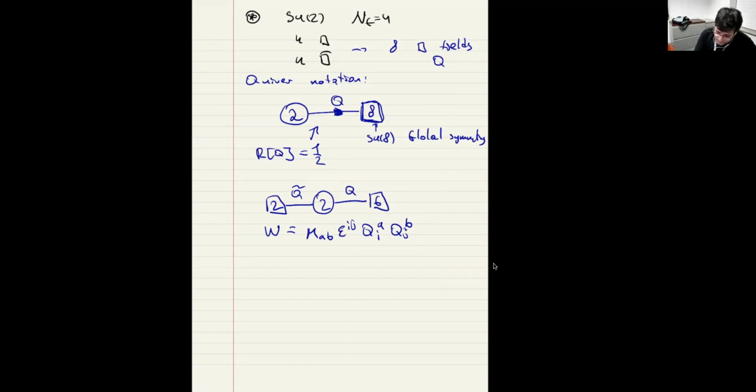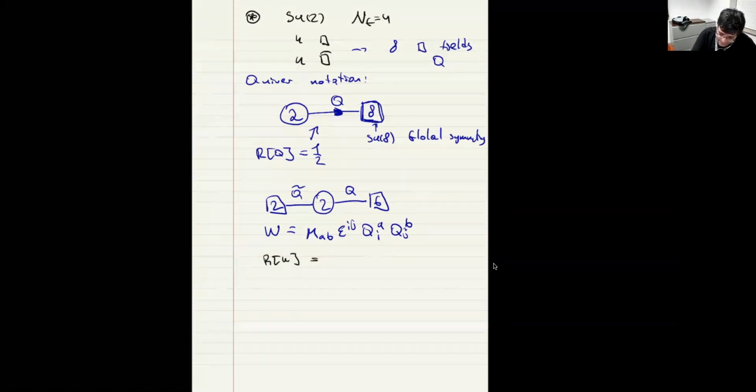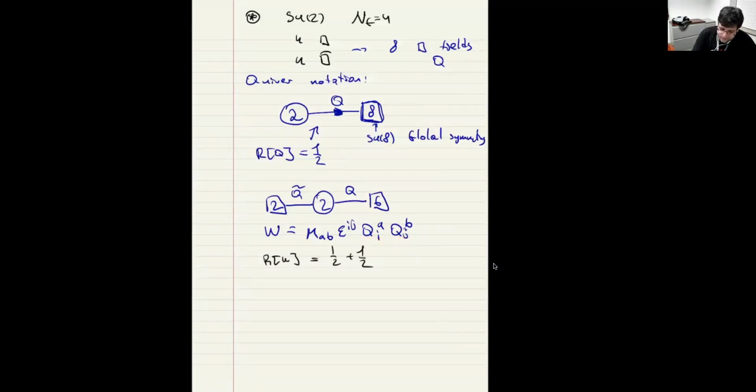Okay, so for that, we need to compute the R charge of this superpotential. What is the R charge of this superpotential at our starting point? So the R charges of the fields Q that I mentioned are equal to half each. And the R charge of these fields M is equal to 2/3. These are the free fields that we added at the fixed point. So clearly this number is smaller than 2. So this deformation is relevant. So this theory flows to a new fixed point.